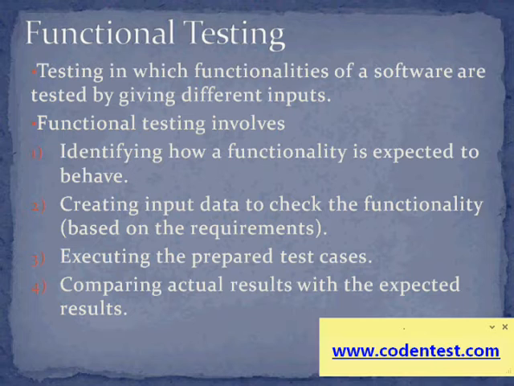But before that, let me tell you, functional testing involves four steps. First one is identifying how a functionality is expected to behave. And the next step is creating input data to check the functionality based on the requirements. The third one is executing the prepared test cases. And the final one is comparing actual results with the expected results. These are the four steps.